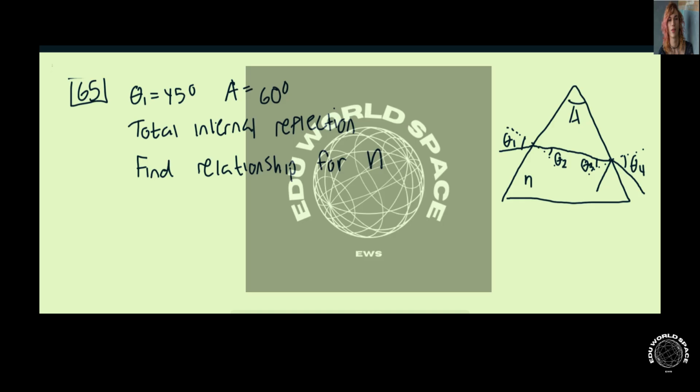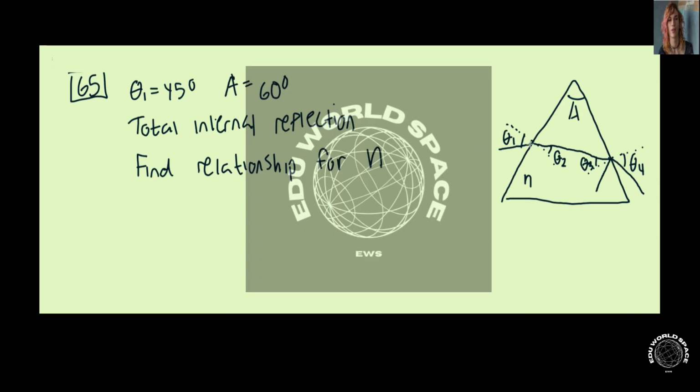Okay, in this problem we have a prism where light comes in from the left, refracts as it enters the prism, and then totally internally reflects on the right side of the prism. So I draw some arrows just indicating which way this ray is going. We have all these various angles.